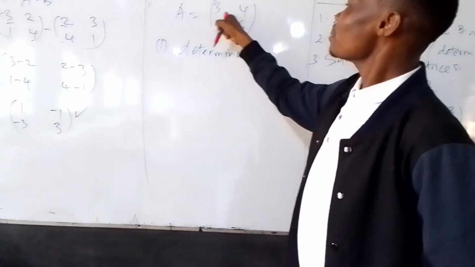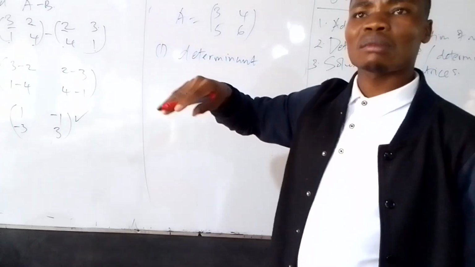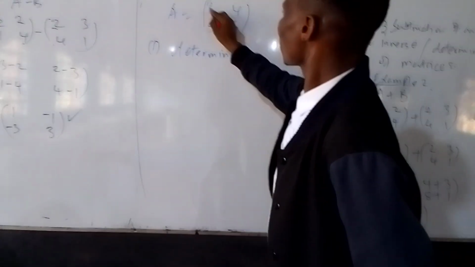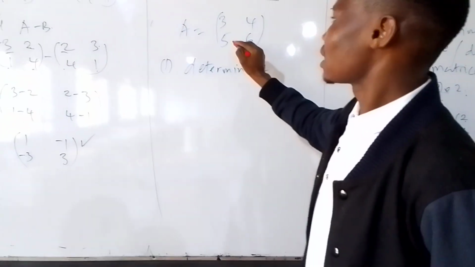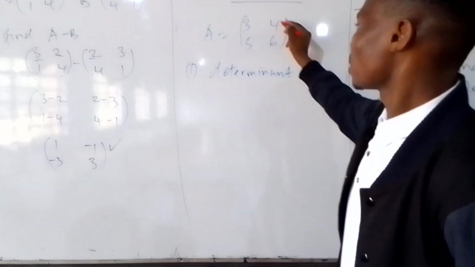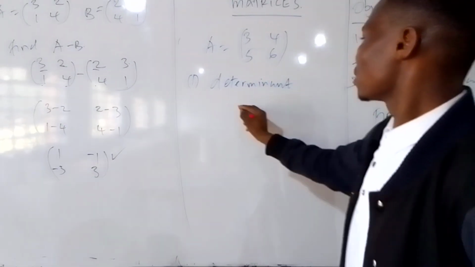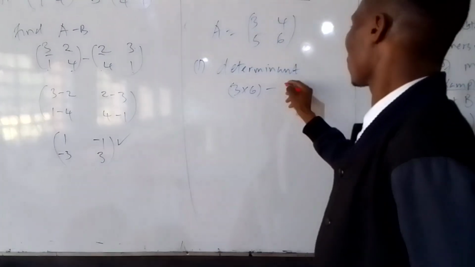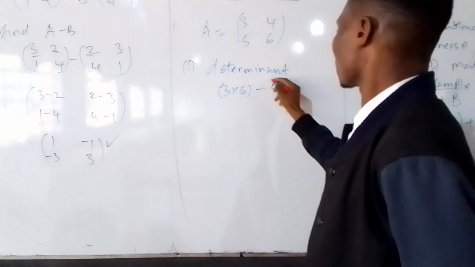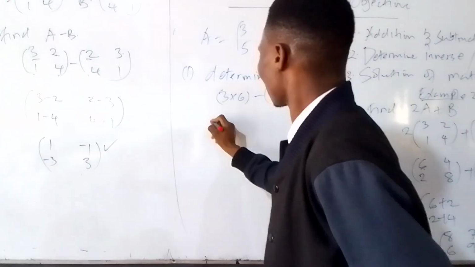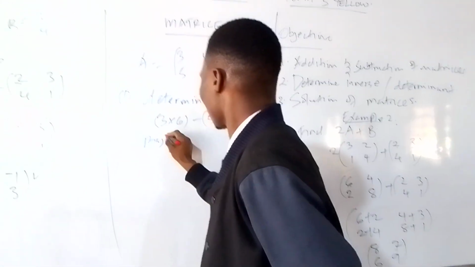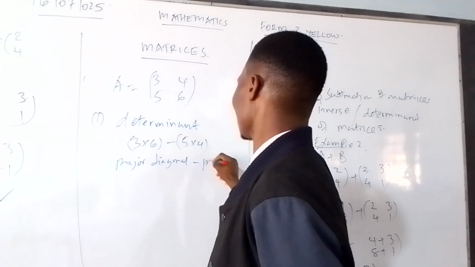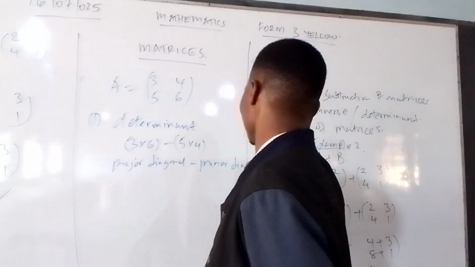We find this determinant of a matrix is leading diagonal minus minor diagonal. You see, if you're given this one, the leading diagonal is this one, and the minor diagonal is this one. So the leading diagonal is 3. 3 times 6 minus 5 times 4. In other words, this is major diagonal or leading diagonal minus minor diagonal.